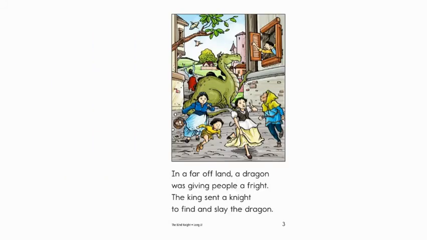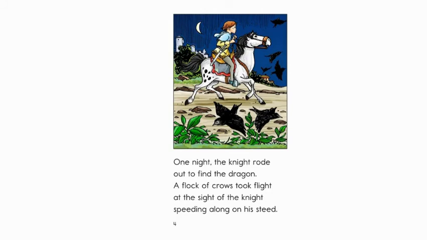In a far-off land, a dragon was giving people a fright. The king sent a knight to find and slay the dragon. Did you hear some I words like fright and night? One night, the knight rode out to find the dragon. A flock of crows took flight at the sight of the knight speeding along on his steed. So look at this, night and night. Those are the same words, but they have two different spellings. And this kind of knight with the KN, the silent KN, is this person on the horse, a knight.